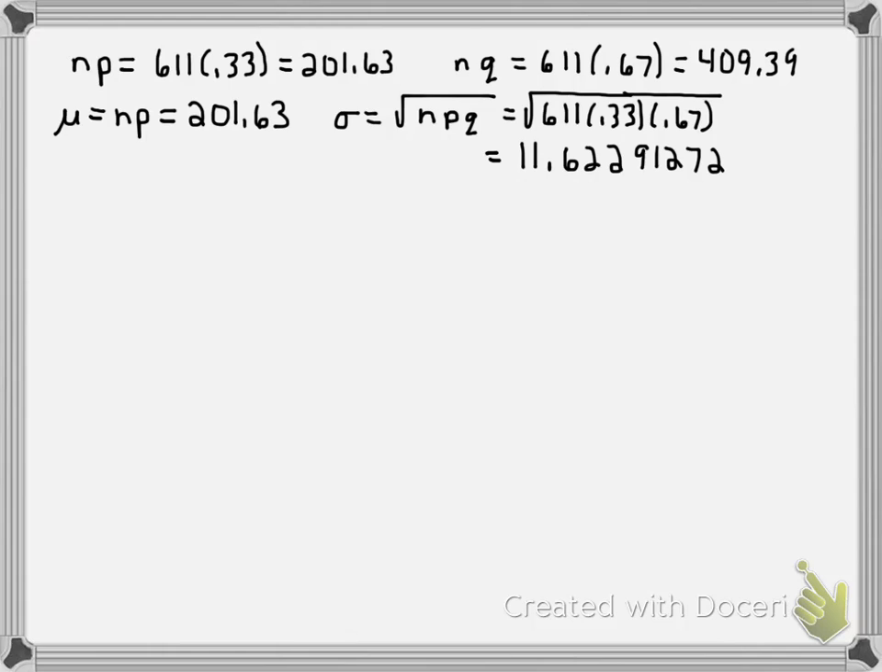And now let's draw a picture to visualize what we need to find. So we draw the normal distribution. The mean is 201.63. We're looking for the probability of exactly 172. 172 is to the left of 201.63, but we have to consider the continuity correction.